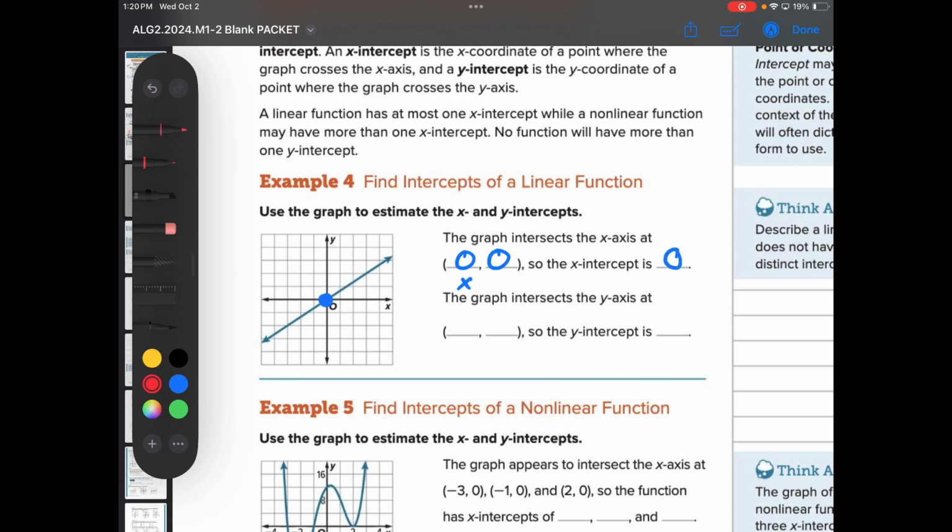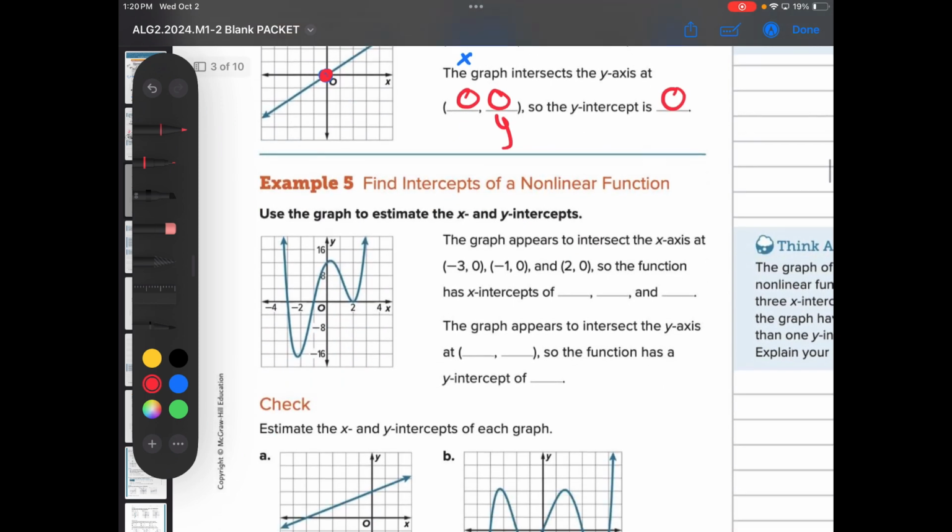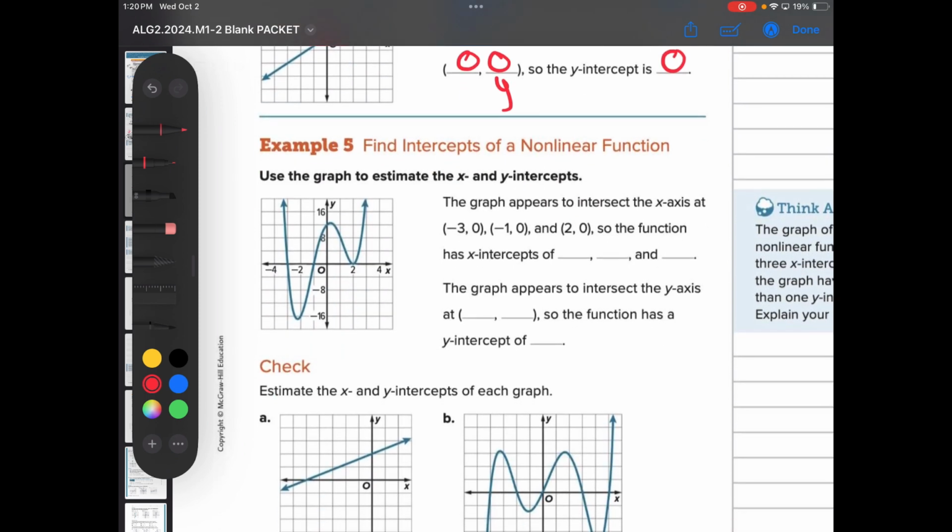The y-intercept of that is at 0, 0. So the y-intercept is 0. The y-coordinate there is 0. Okay? So that's example 4, pretty easy going. Example 5 is use the graph to estimate the x and y intercepts. So if you look at the graph here, if we look at the x-intercepts, it hits here, here, and here, and it hits the y right there. So it appears to intersect at those 3 points, -3, 0, -1, 0, and 2, 0.